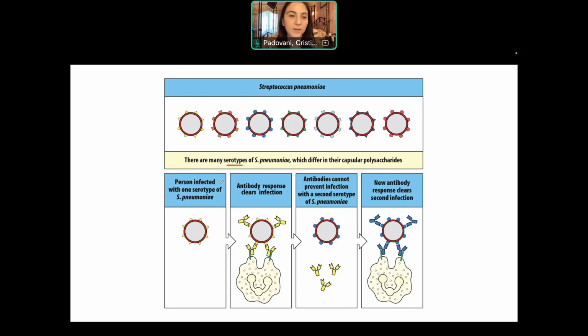So if you have a person infected with one serotype of strep pneumo, fine, you'll make antibodies against it, which is great, we'll clear it. But these antibodies can't prevent infection of a second serotype, like this blue one, because they're specifically against the yellow ones. So like I said, this is why over time you can keep getting pneumonia over and over again, or an upper respiratory tract infection, because even though you're making antibodies against all of them, there are just so many.